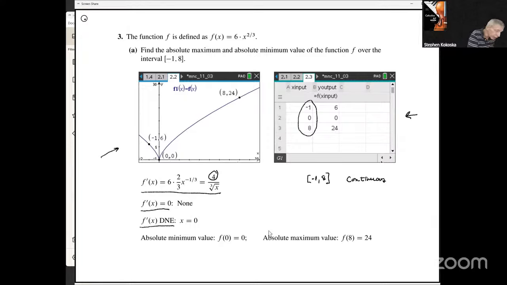Now all I need to do is pick out the smallest value and the largest value. There's the absolute minimum. There's the absolute maximum. I think that's a nice mix of technology and symbolic results. That's really cool. I think that's a very cool way to use the TI-Nspire.